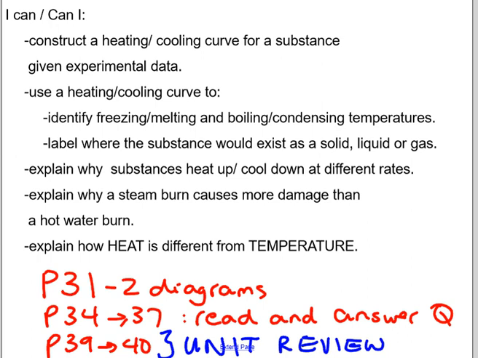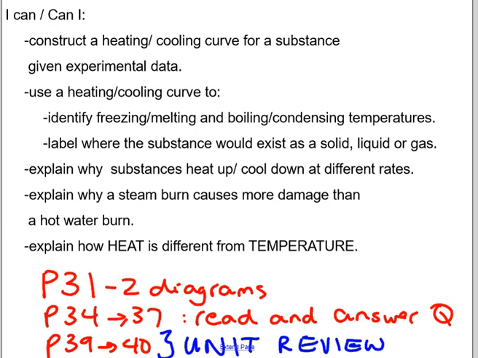At the end of this lesson, I'm hoping that you are able to construct a heating or cooling curve for a substance. If I give you experimental data, can you identify where the phase changes, freezing, melting, boiling, condensing, are occurring, and label where the substance would exist as a solid, a liquid, or a gas? And can you explain why substances are heating up or cooling down at different rates? Also, explain why steam burns cause more damage than hot water burns and the difference between heat and temperature.